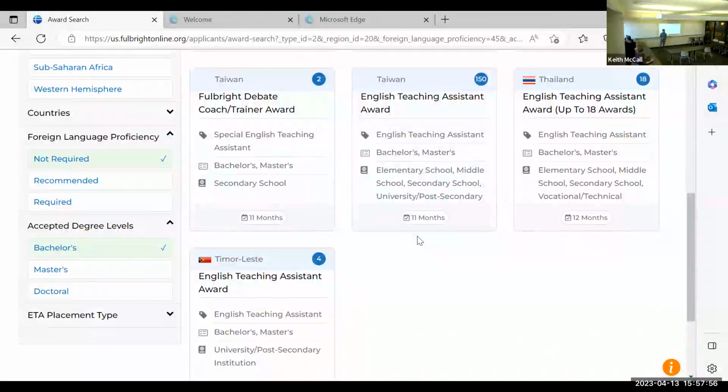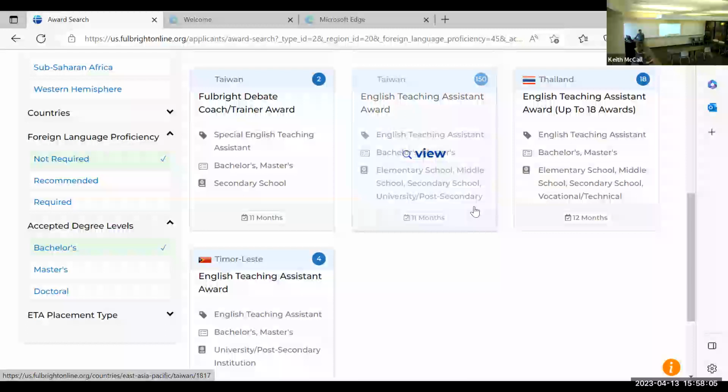They just implemented this in the last year, I think. But it seems potentially useful to help you think through the options given your language proficiency and where you want to go.